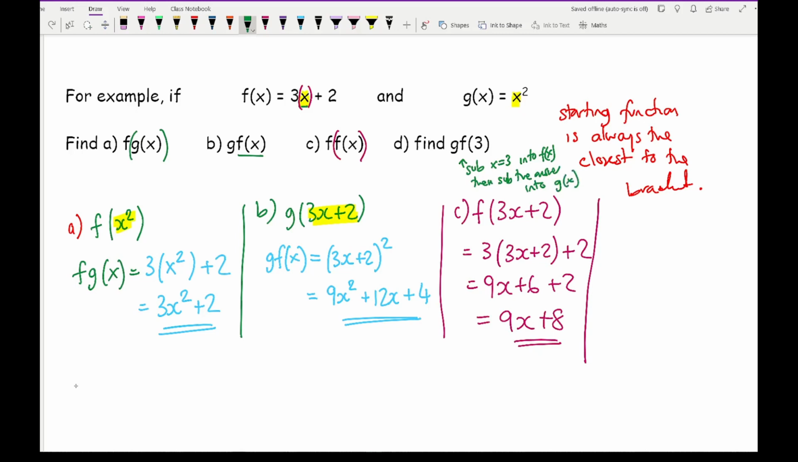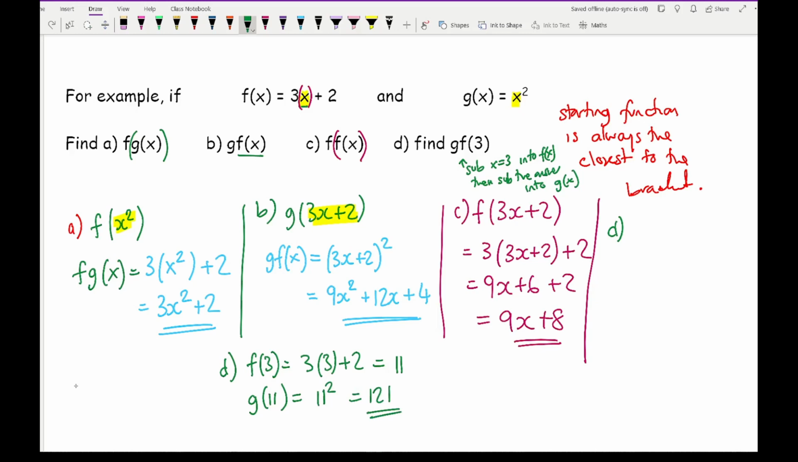So one way of doing that is doing it that way. Another way is to actually work out what g of x is and then substitute 3 in. So if I do the substitution way, for d, I've got f of 3 equals 3 lots of 3 plus 2, which is 11. And then I'm going to substitute 11 into g of x, because that's my second letter, in which I've got 11 squared, which is 121.